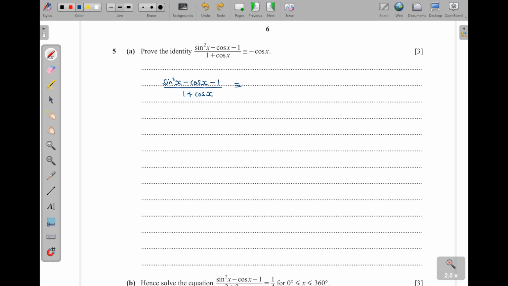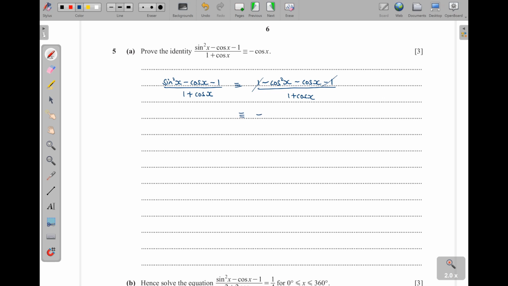Since I'm seeing cos everywhere, I can express sine squared x in terms of cosine. This one can be 1 minus cos squared of x, because of the Pythagorean identity: sine squared an angle plus cos squared an angle gives us 1, right? Then minus cos of x minus 1. Then we divide by 1 plus the cosine of x. This is minus 1 and that is a positive 1, so that one disappears.